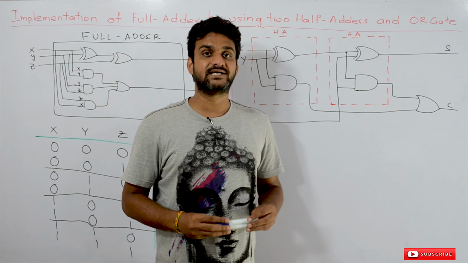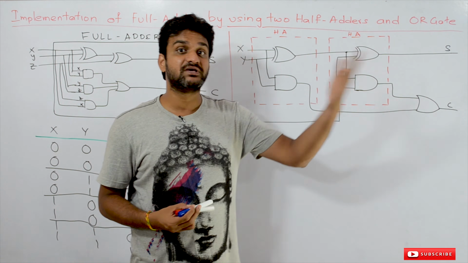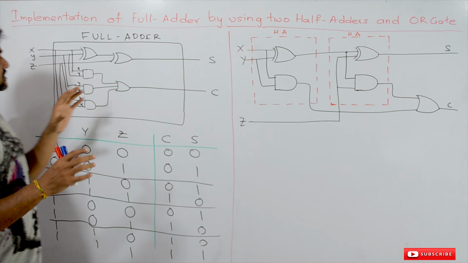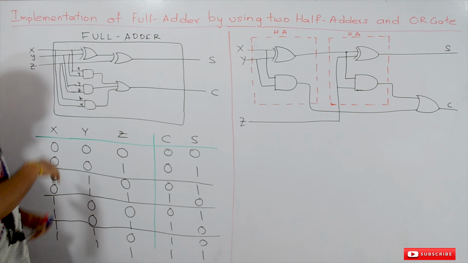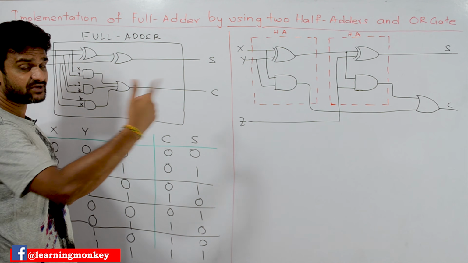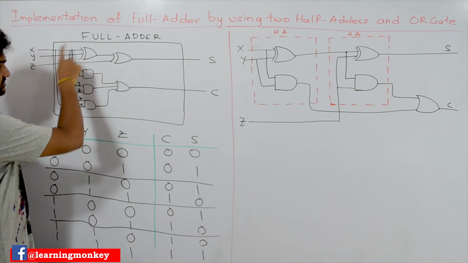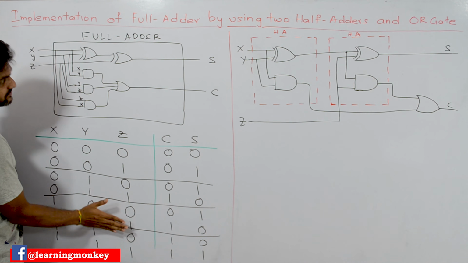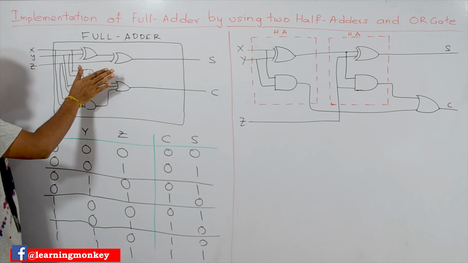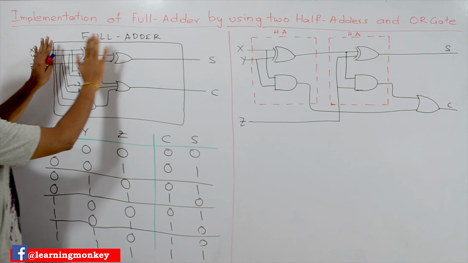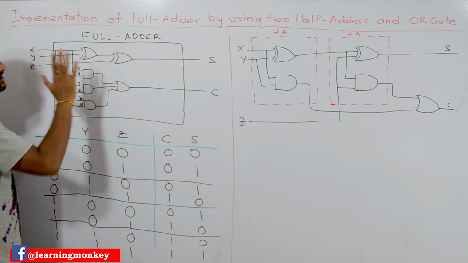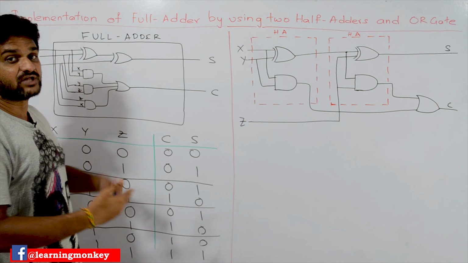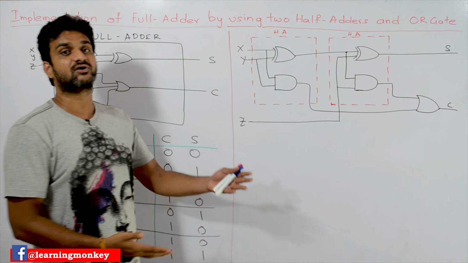Now coming to this class, in the previous class we have seen the design of full adder. This is the combinational circuit designed in the previous video, and this is the truth table. Based upon this truth table, we have generated this combinational circuit, which is the circuit for full adder. This full adder can also be implemented in other ways.